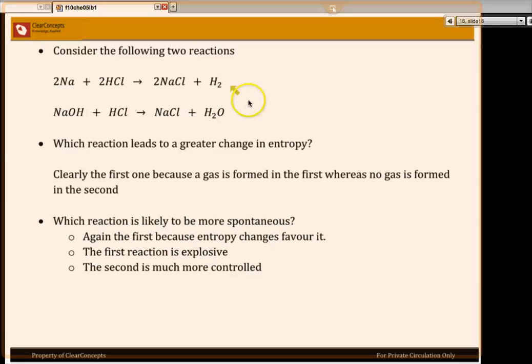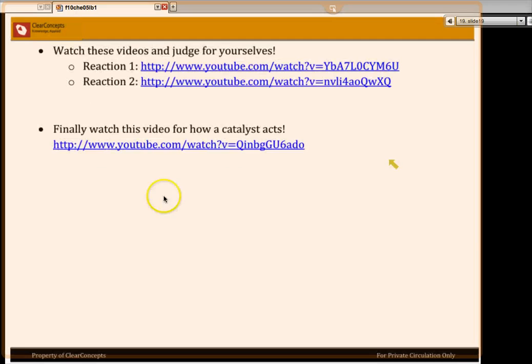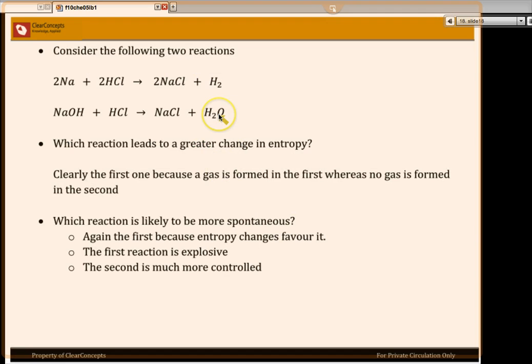It turns out that's exactly what happens in real life. This first reaction is explosive. Okay? And I have a couple of videos, I'll put them out here. There's some links, and you can judge the spontaneity for yourselves. One of them is taking some sodium, dropping it into HCl. The second is taking some sodium chloride and reacting with HCl. And you see that one is very controlled, the second reaction is extremely controlled. This first reaction is explosive because it wants to happen so fast because of this entropy change.